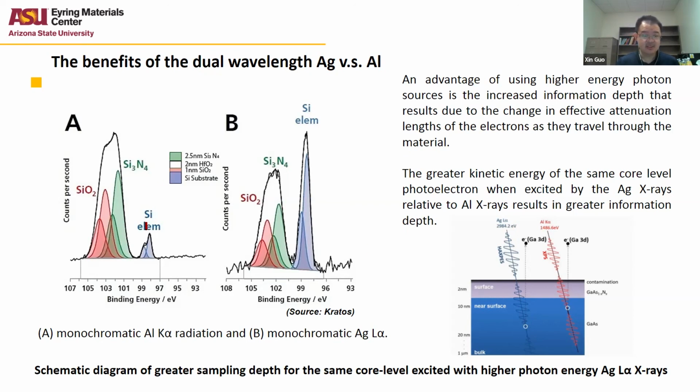And here is an example where we use different excitation sources to excite this multilayer structure, with overlayers on the silicon substrate. If we use a monochromatic aluminum K alpha, we would observe that the elemental silicon 2p, which actually comes from the substrate, has a much lower intensity compared to the silicon 2p from the overlayers. But if we use the silver L alpha and analyze the same region, we would observe an increased intensity for the silicon from the substrate and a smaller intensity from the overlayers. So that gives us the opportunity to focus more on the bulk property inside this multilayer structure.